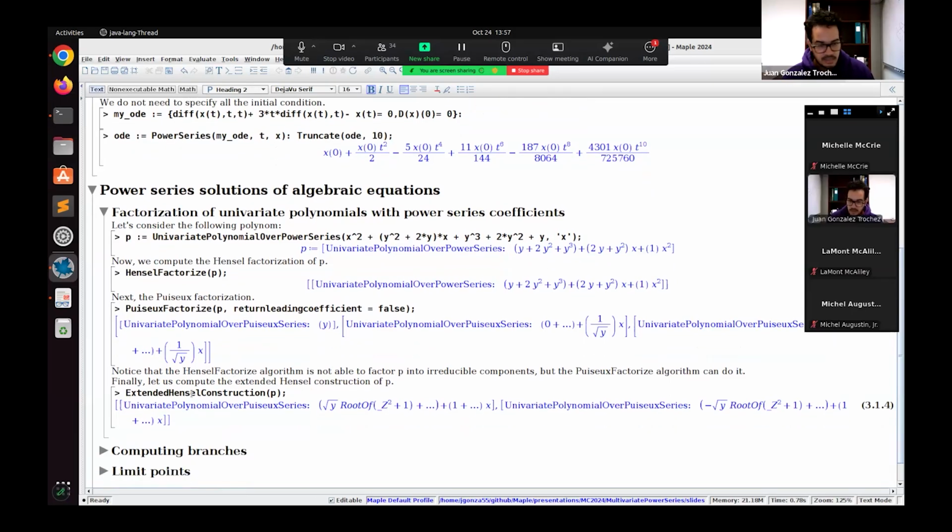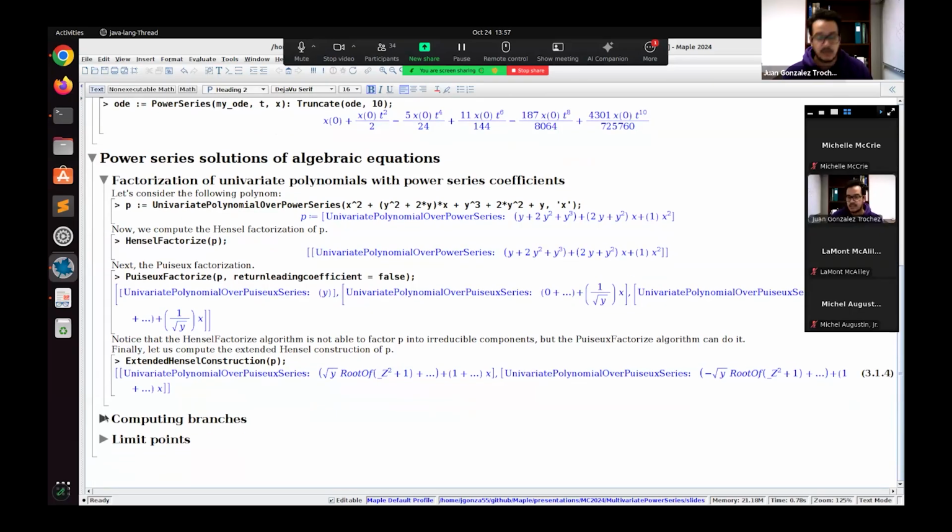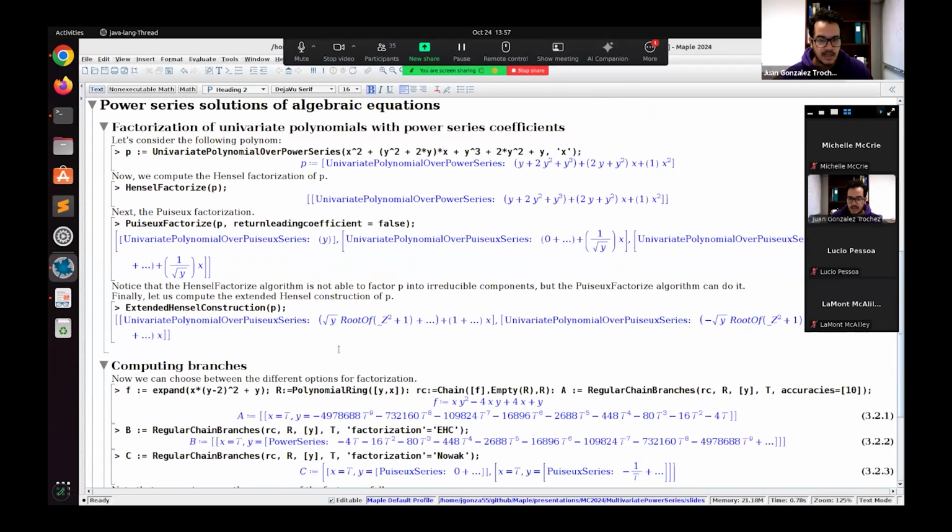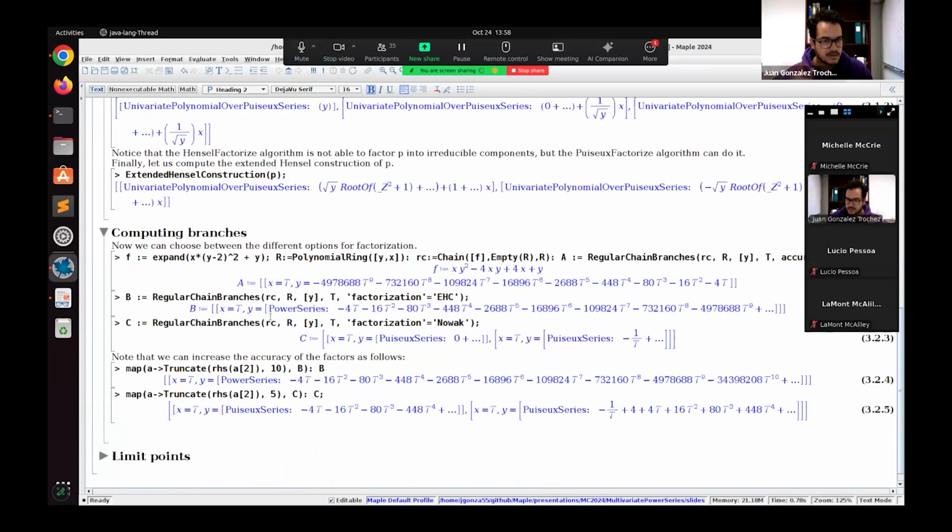Finally, we can call the extended Hensel construction of this polynomial, and we see that in this case we also get linear factors back. But notice that this will not always be the case, as we saw with the previous example. Sorry.